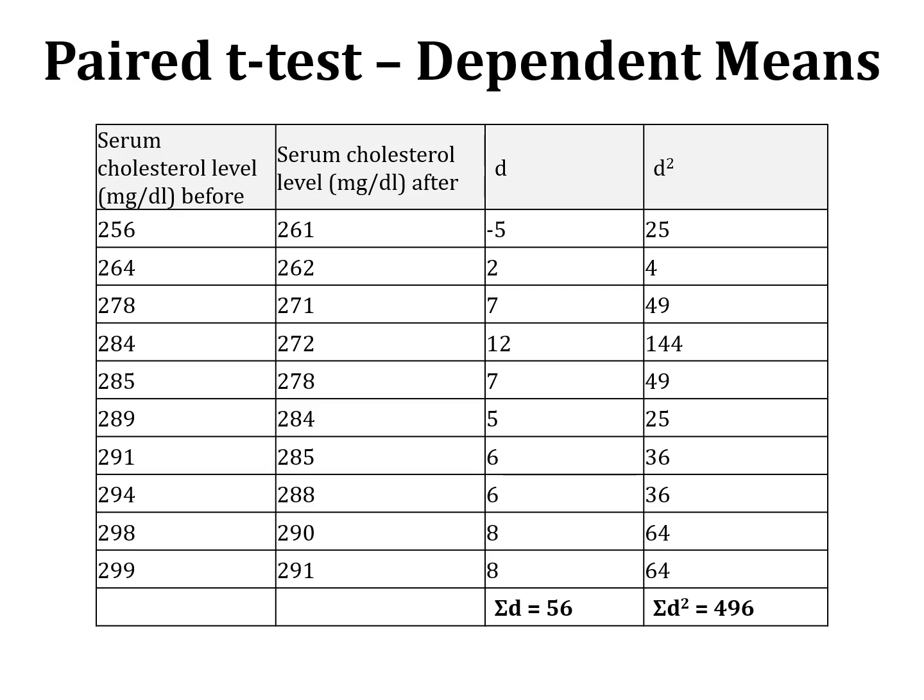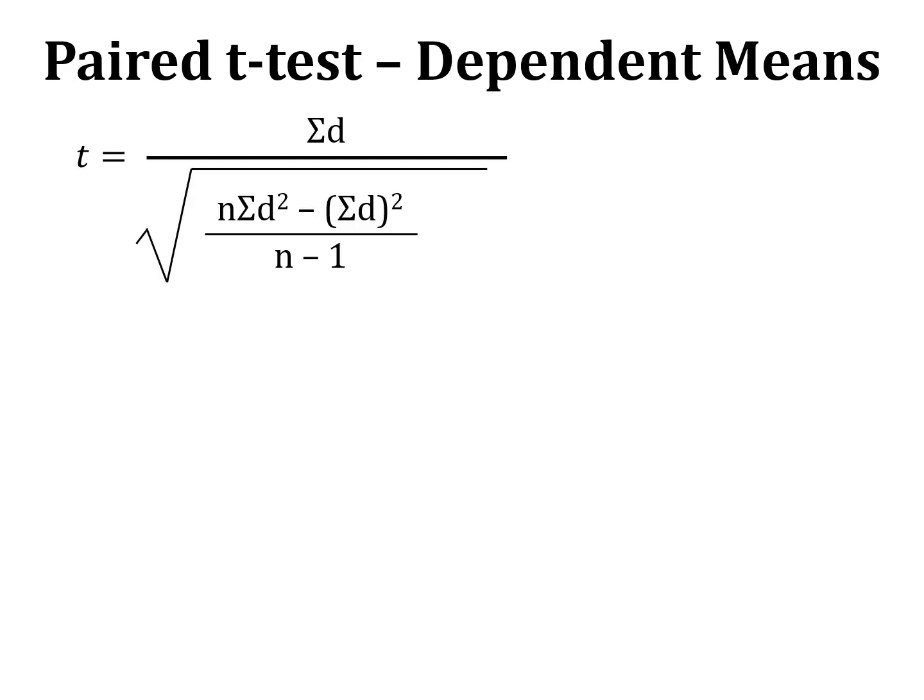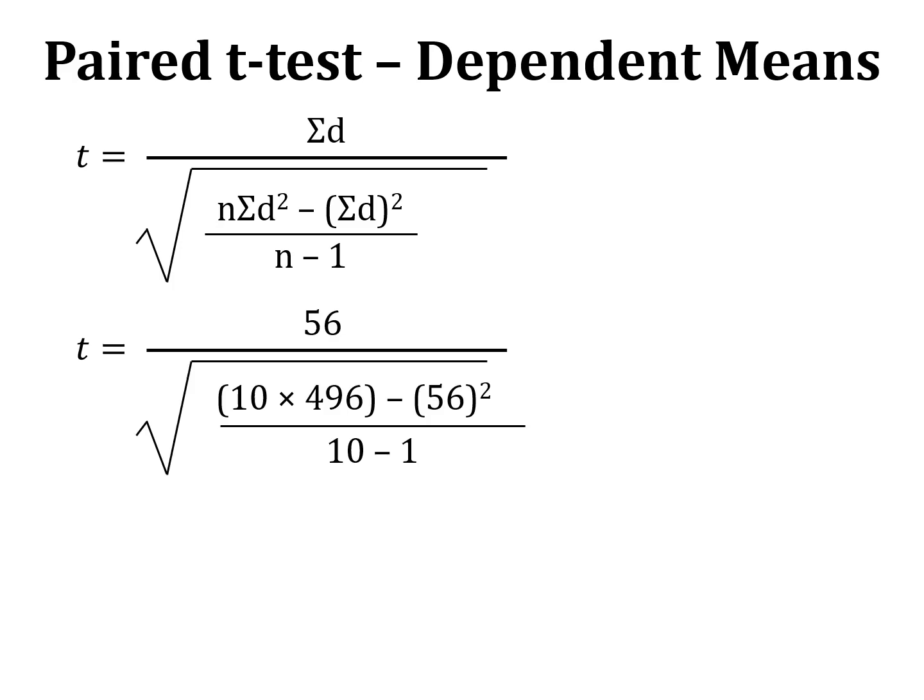Then we take the sum of the column number 1, and the summation d is 56, and then we take the sum of the second column, and the summation d square is 496. So now we have the values of d and d squares. So it's time to put in the values into the formula.